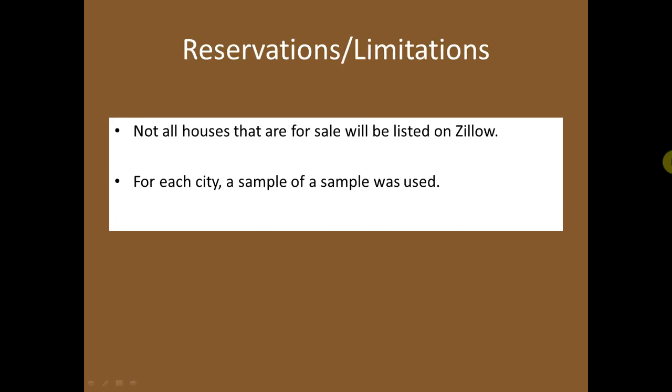As far as reservations or limitations are concerned, that first one also applied to the Kybers example because the data were acquired the same way. It was done by searching Zillow, and not all houses that are for sale are going to be listed on Zillow. The other thing worth mentioning is that for each city, we used a sample of a sample. It was the most recent 25 out of whatever came up. That was another thing you could view as a limitation, or something that would cause you to have a reservation about the conclusion.